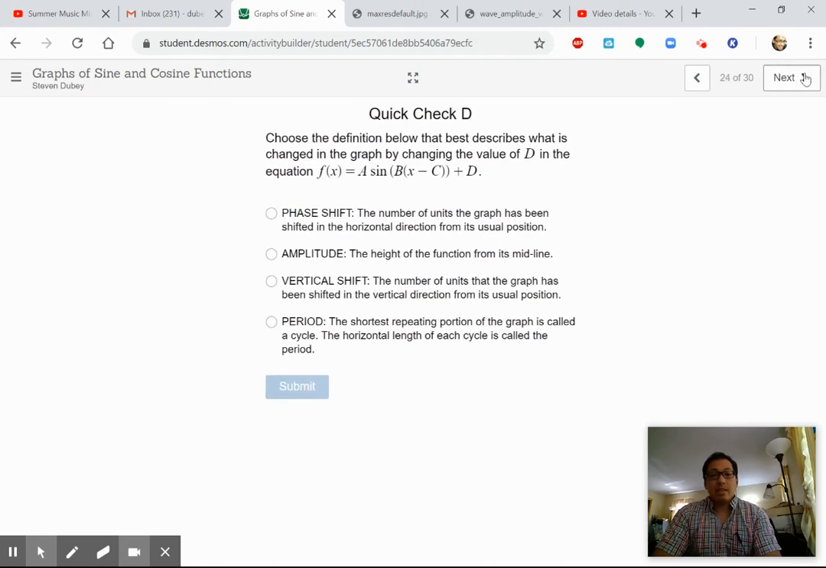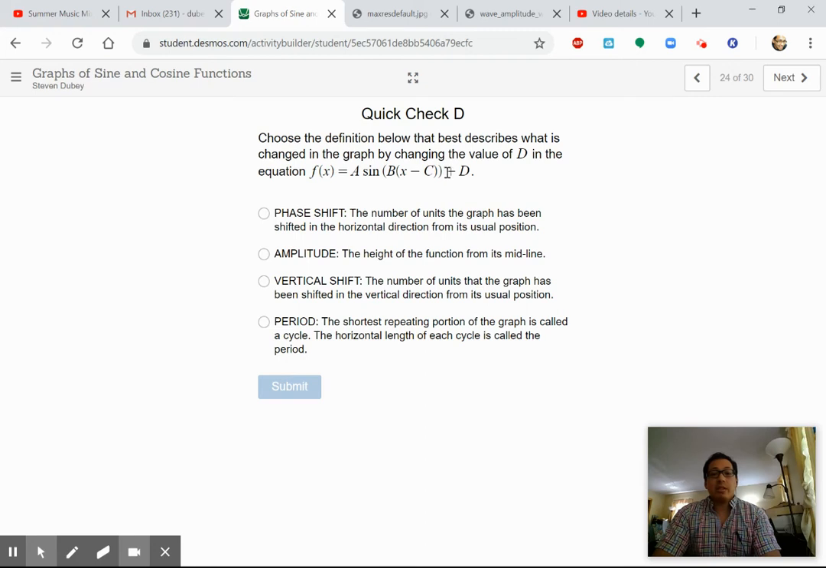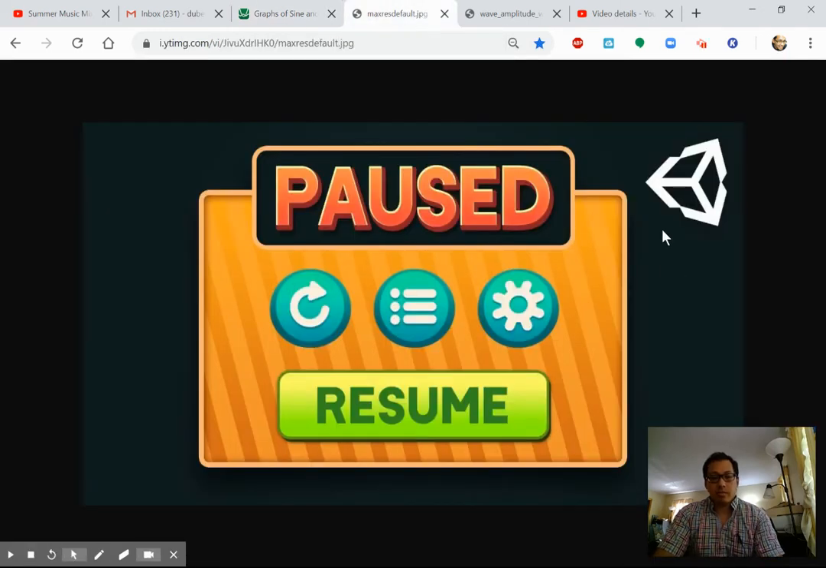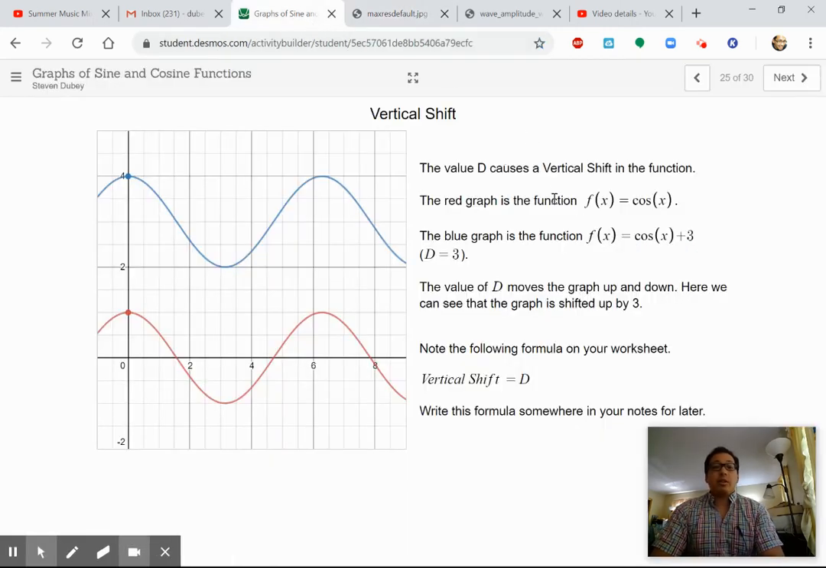All right, and last but not least, quick check D. What is changing the value of D do to the graph? Which of these 4 does it change? Go ahead and put your answer in. Pause it real quick. Okay, so hopefully you notice changing the value of D causes a vertical shift in the function.